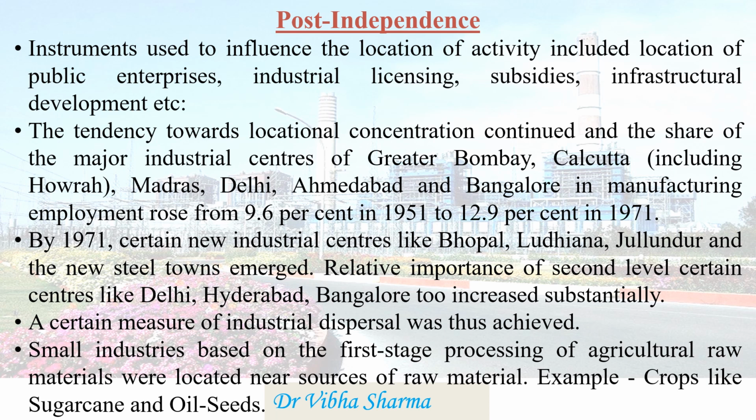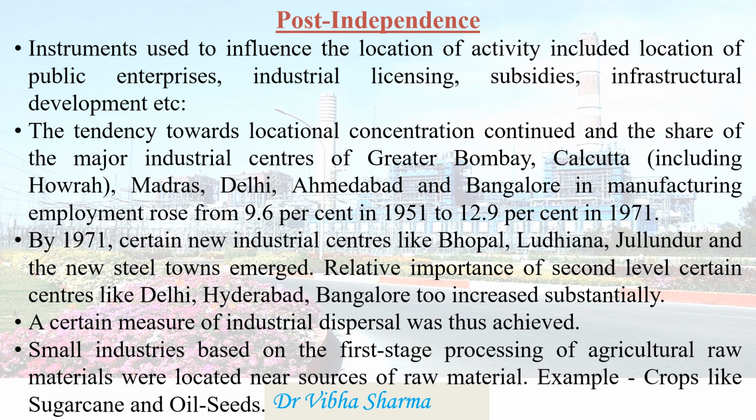1971. By 1971, certain new industrial centers like Bhopal, Ludhiana, Jalandhar, and the new steel towns emerged. Relative importance of the second level, certain centers like Delhi, Hyderabad, Bangalore too increased substantially. A certain measure of industrial dispersal was thus achieved. Small industries based on the first stage processing of agricultural raw material were located near the sources of raw material.